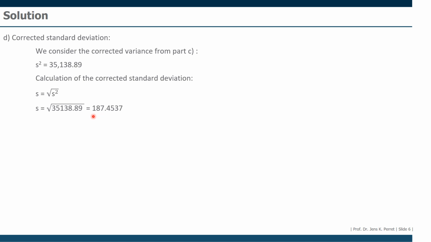So here I'm getting a standard deviation of 187.4537. If I use the corrected variance, I'm also getting the corrected standard deviation. If I'm using the uncorrected variance, I'm getting the uncorrected standard deviation. So here at this point, I do not have to make any additional corrections. This already works out decently well by just using the corrected variance I calculated earlier. And well, that's already everything there is to this exercise.